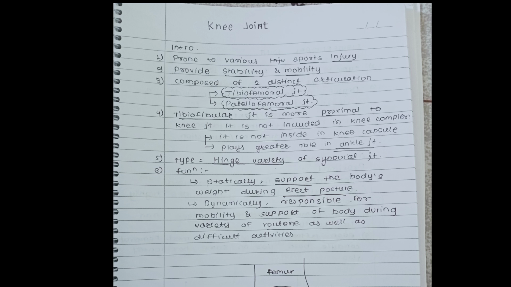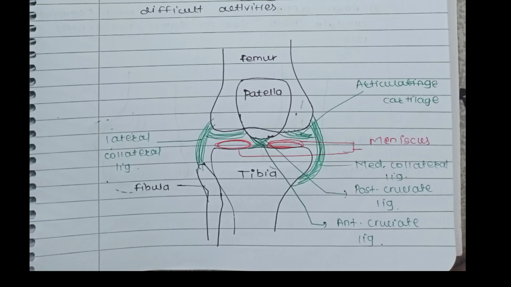Tibiofemoral joint, it is proximal to the knee joint. It is not included in the knee complex. It is not inside the knee capsule and plays a great role in the ankle joint. So the function of the knee joint is to statically support the body's weight during the erect posture and dynamically be responsible for the mobility. Here you can see the diagram where the distal part of the femur and the proximal part of the tibia are articulating with each other and forming a joint.